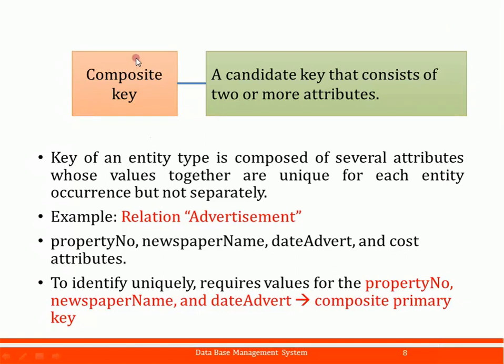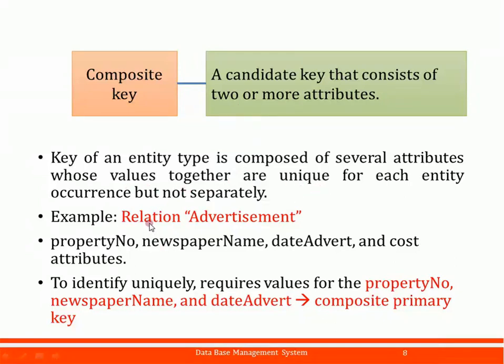The next is the composite key. When a candidate key contains two or more attributes together, it is called as composite key. Key of an entity type is composed of several attributes whose values together are unique for each entity occurrence but not separately. When you are dividing it, it is not a composite key. So put together they'll help you to identify the unique occurrences.